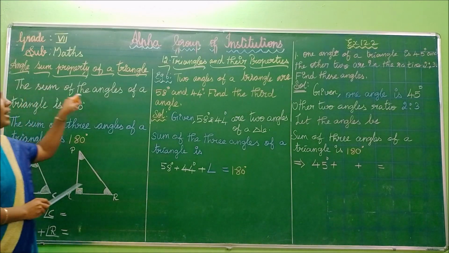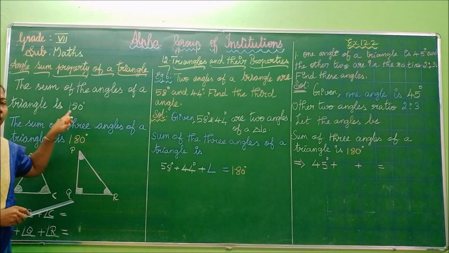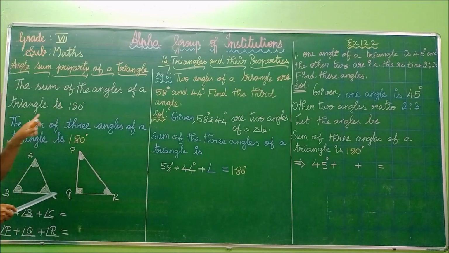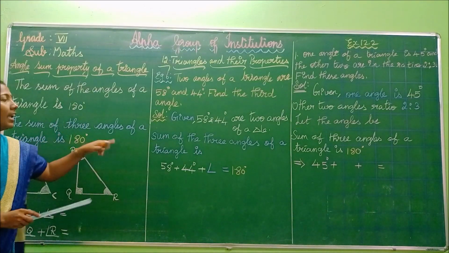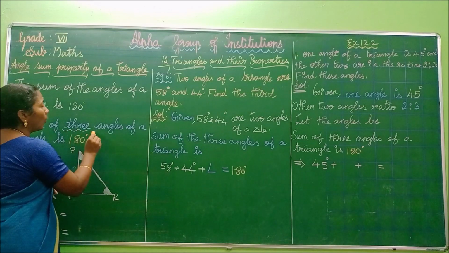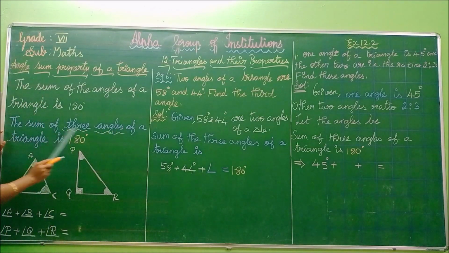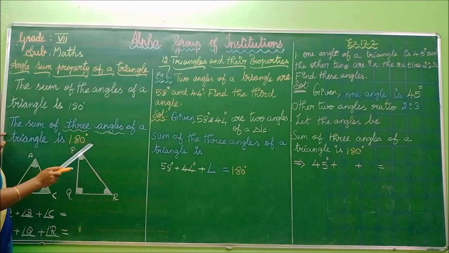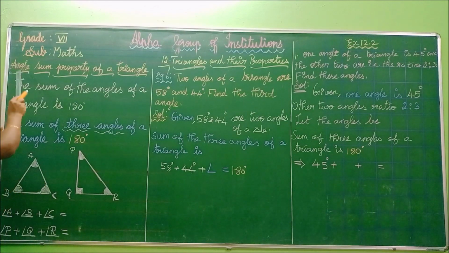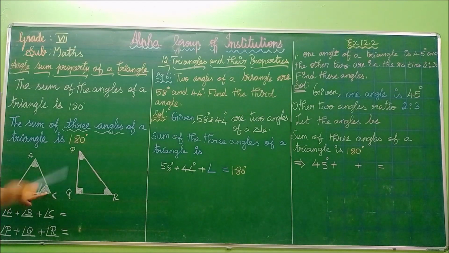If you add the angles of a triangle, you get the answer 180 degree. You can also say the sum of 3 angles. How many angles does a triangle have? 3 angles. The sum of 3 angles of a triangle is 180 degree. So this is the property, the angle sum property of a triangle. Remember this property. See here, this is a triangle ABC. Here we have written angle A plus angle B plus angle C. So according to this property, if you add angle A, angle B and angle C, what is the answer?